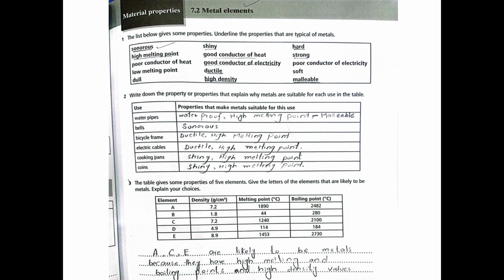So A, C, and E are likely to be metals because they have high melting and high boiling points, and their densities are also very high. So A, C, and E are likely to be metals because they have high melting and boiling points and they have high density values.